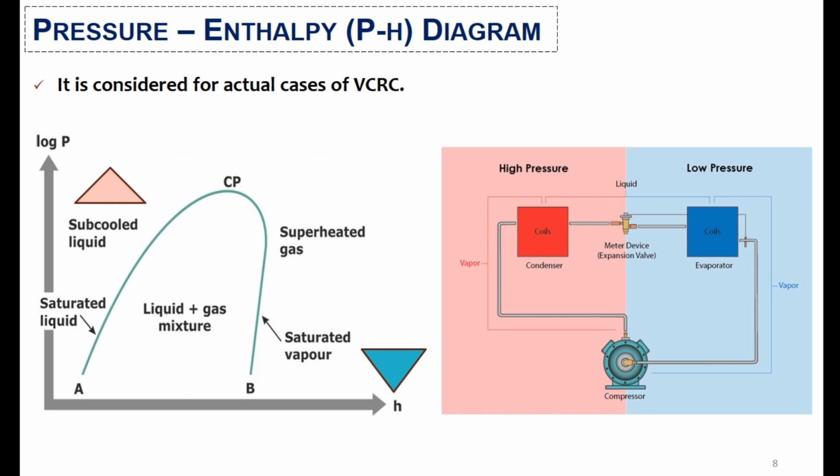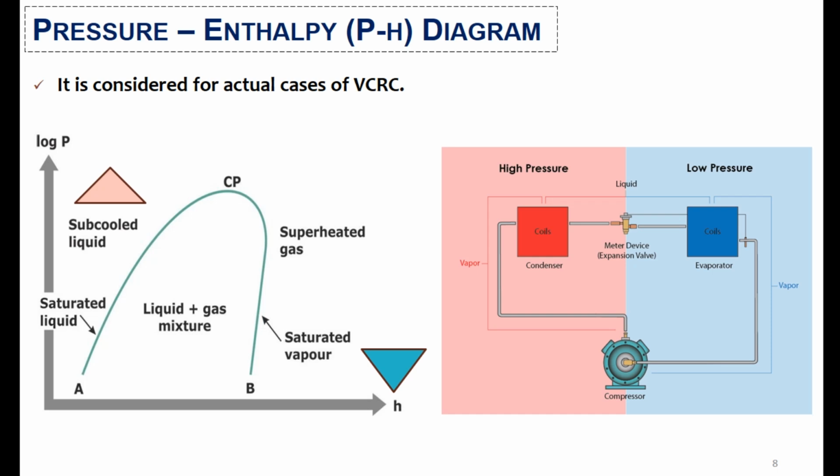The pressure and enthalpy diagram is considered for the actual cases of the VCRC. Previously, we discussed the ideal case where the temperature and entropy diagram is used, while for the actual cases, the pressure and enthalpy diagram is studied. It shows that there are two zones of a complete VCRC system: one is the high pressure zone and the other is the low pressure zone.